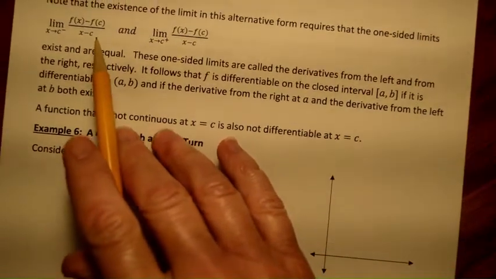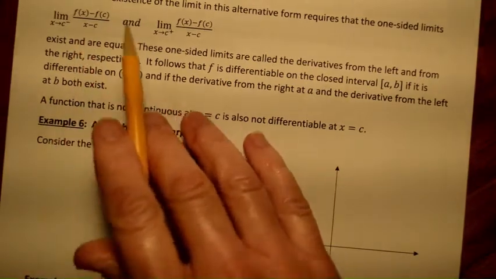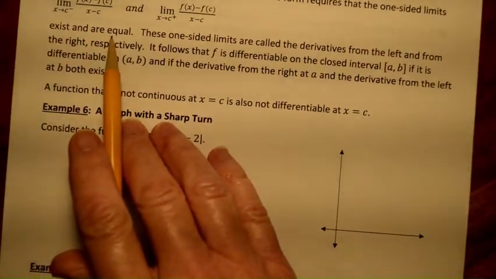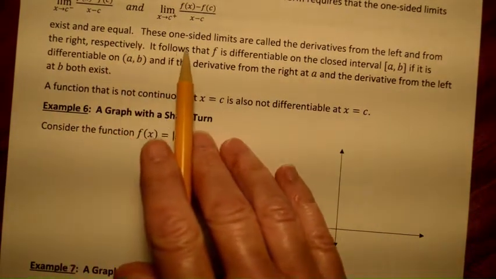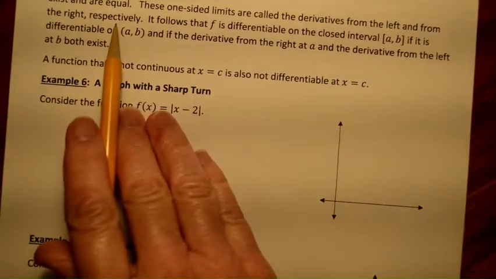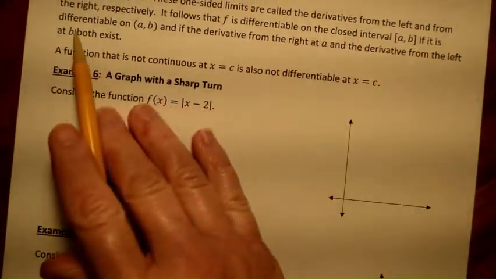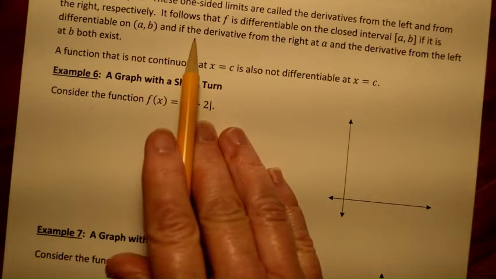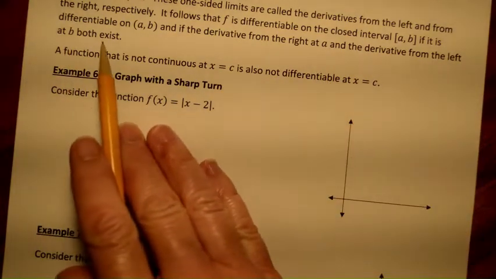Again, maybe a function's not differentiable because the one-sided limits don't exist or they are not equal. We've seen that in certain functions before where the one-sided limits are not equal. These one-sided limits are called the derivatives from the left and from the right, respectively. It follows that f is differentiable on the closed interval [a, b] if it is differentiable on the open interval (a, b), and if the derivative from the right at a and the derivative from the left at b both exist.